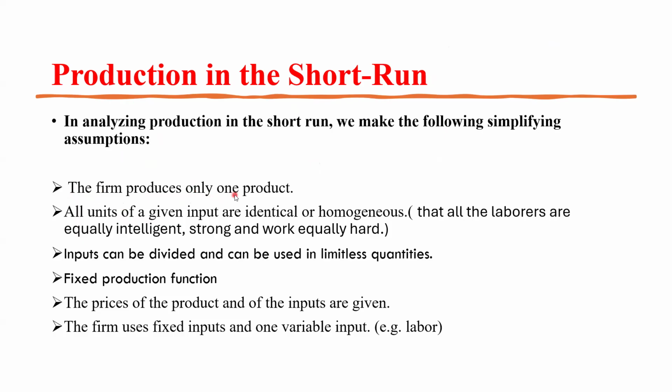We say that a firm produces only one product. All the units of given inputs are identical or homogeneous, meaning that all the inputs are the same. So if you have your laborers, they are all equally intelligent, they are all strong, and they work equally hard, right? And then we also say that input can be divided and can be used in limited quantities. Fixed production function, the price of the product and the inputs are given. The firm uses fixed inputs and one variable input, which can be your labor, right?